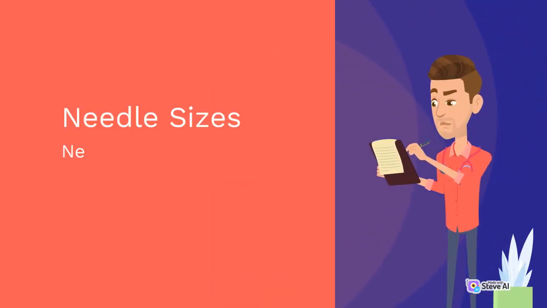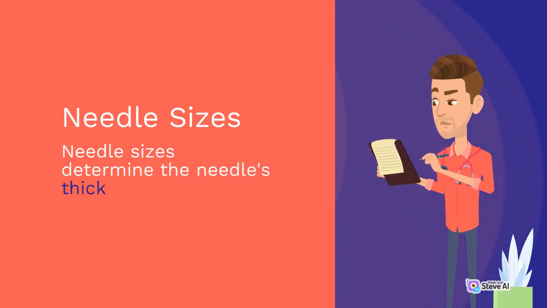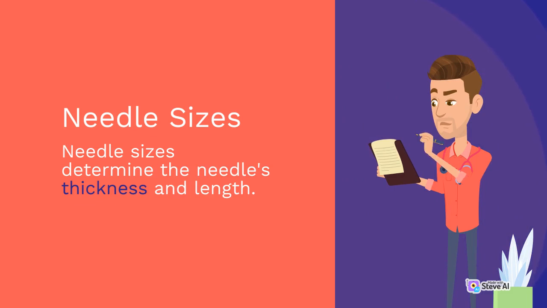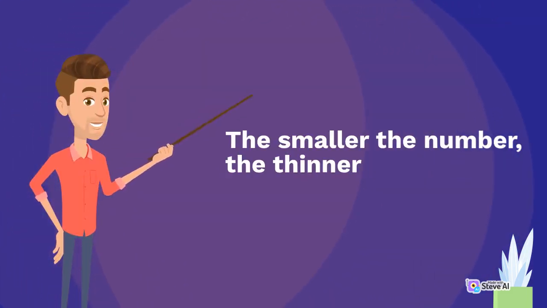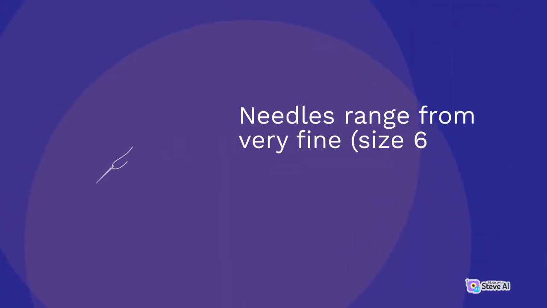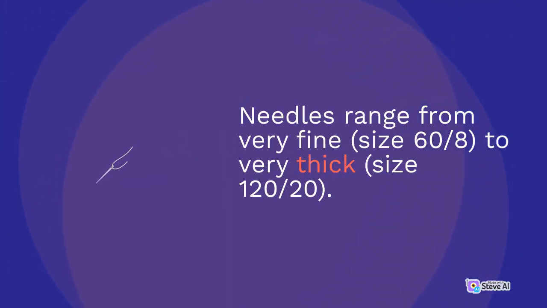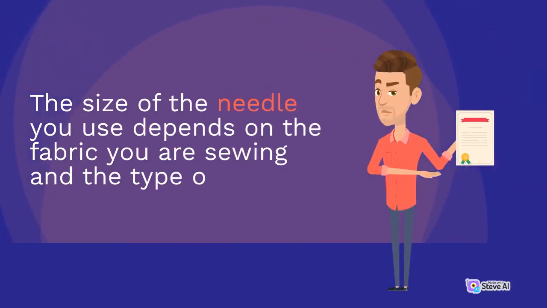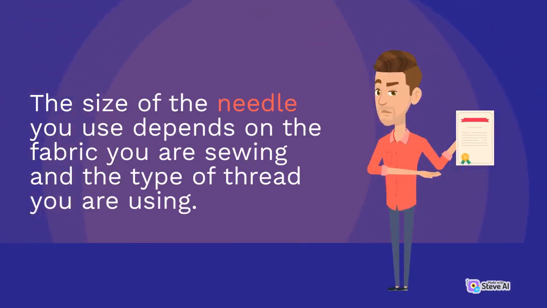Needle sizes. Needle sizes determine the needle's thickness and length. The smaller the number, the thinner the needle. Needles range from very fine, size 60/8, to very thick, size 120/20. The size of the needle you use depends on the fabric you are sewing and the type of thread you are using.